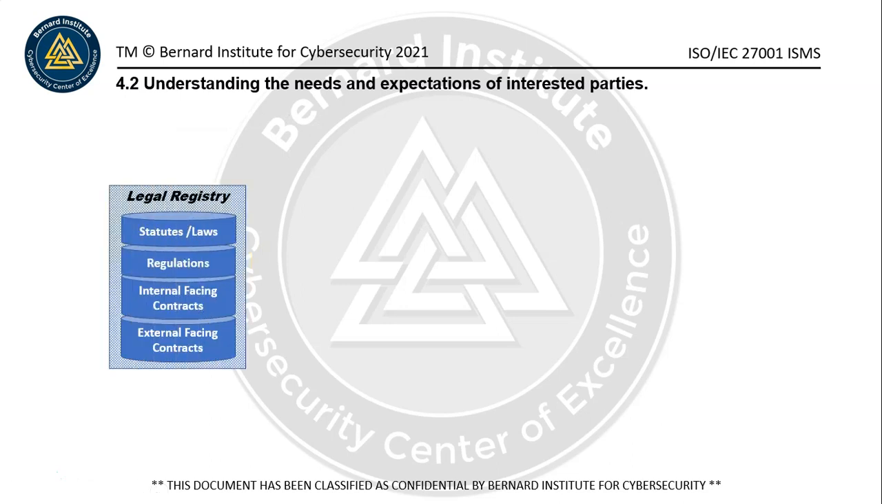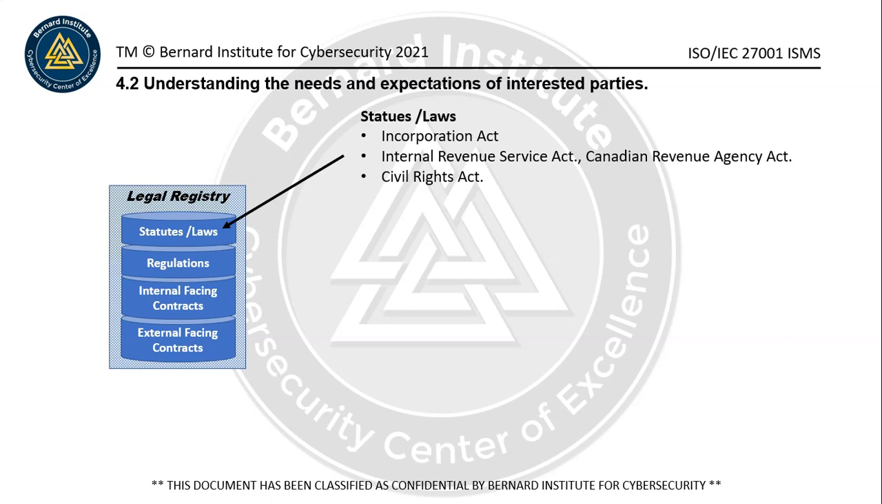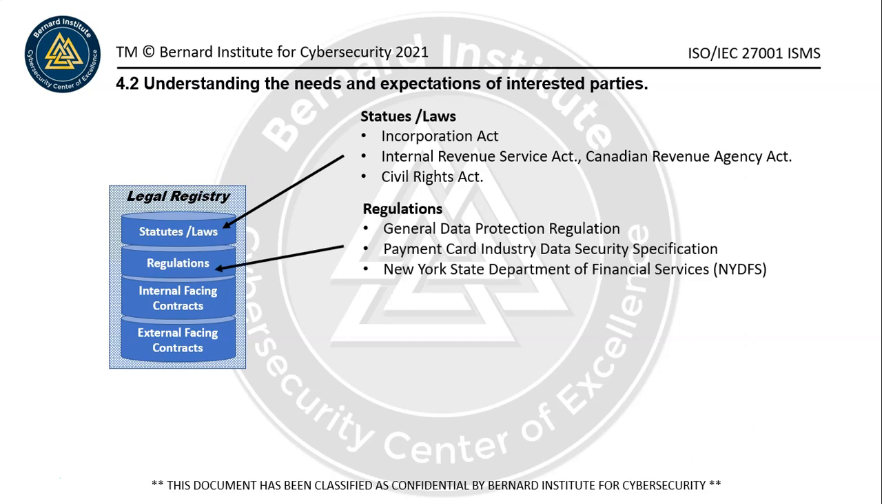As part of the programs, I build a legal registry. And the legal registry has 4 components. It has statutes and laws. Statutes and laws such as Incorporation Act, Internal Revenue Agency, civil rights. These are all very important. These are laws that the organization has to operate by. The government is an interested party in how you run your business. There's regulations. Regulations like data protection regulation, payment card industry, or the New York State Department Financial Services Act, which is very, very good cybersecurity. These regulatory agencies are very, very interested, again, in how you run your business.